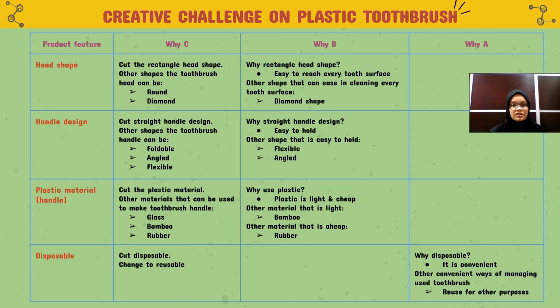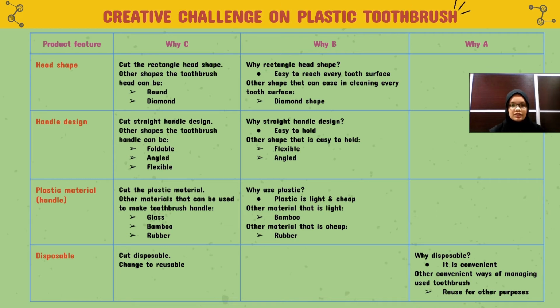The third feature is plastic material for the handle. If we cut the plastic material, we can replace it with glass, bamboo, and rubber. And why we use plastic is that plastic is light and cheap. So for the material that is light, we can replace it with bamboo, and the material that is cheap is rubber.